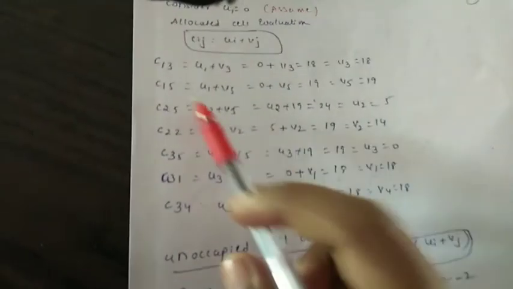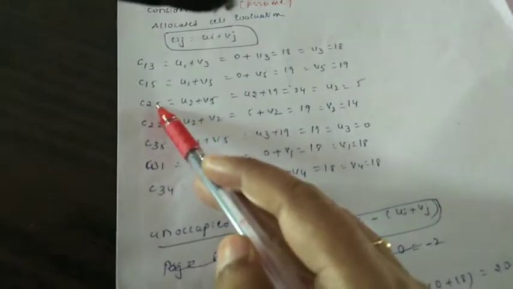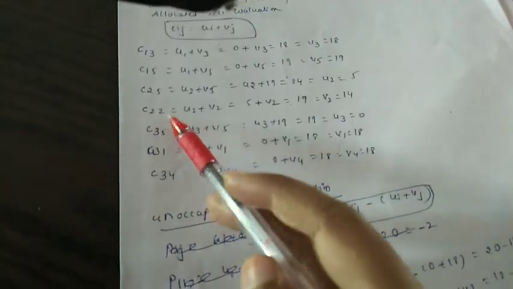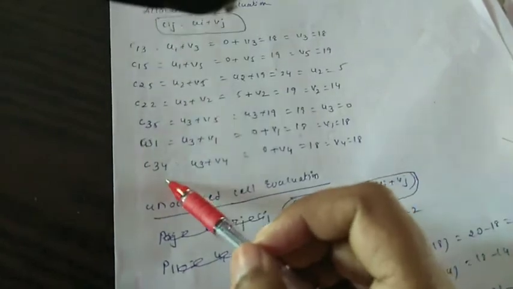So here we take like this, because Cij is equal to ui plus vj only for allocated cells. So C13 is an allocated cell, C15 is an allocated cell, C25 is an allocated cell, C22 is an allocated cell, C35 is an allocated cell, C31 is an allocated cell, C34 is an allocated cell.